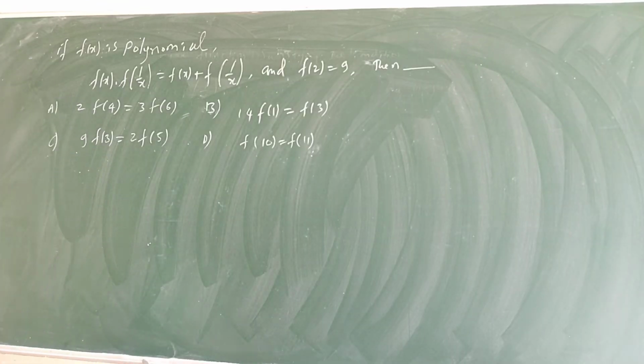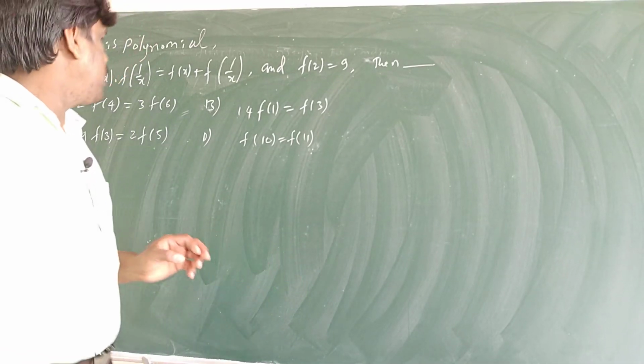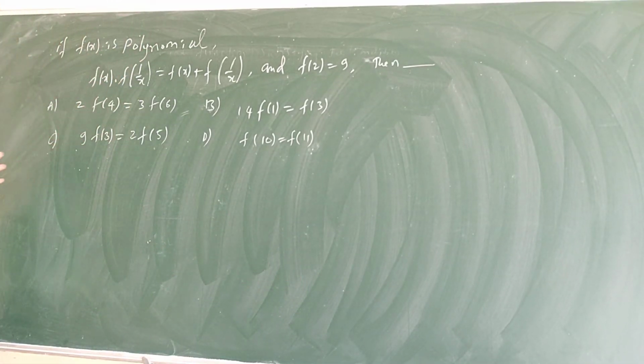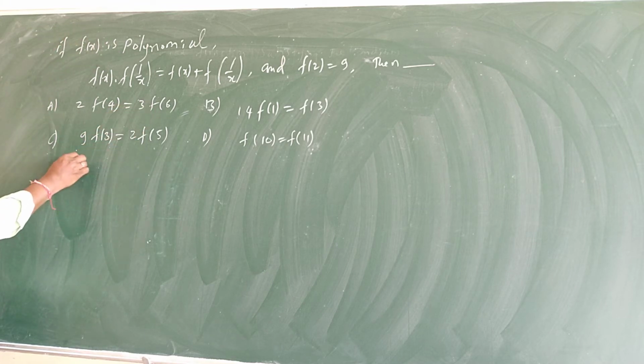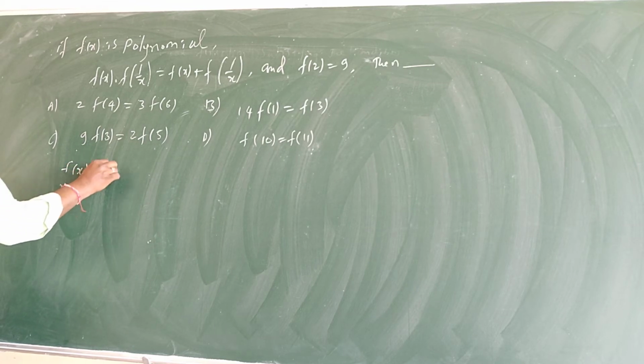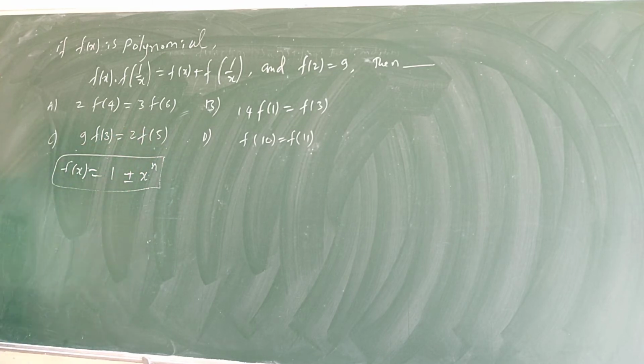See here. Next question: f(x)·f(1/x) = f(x) + f(1/x), and f(2) = 9. Then you have to find which of the options are correct. These are advanced questions, so you may have multiple answers. So what is this form? f(x)·f(1/x) = f(x) + f(1/x) means the form of the function is f(x) = 1 ± x^n. This is the form of the function. Identified?